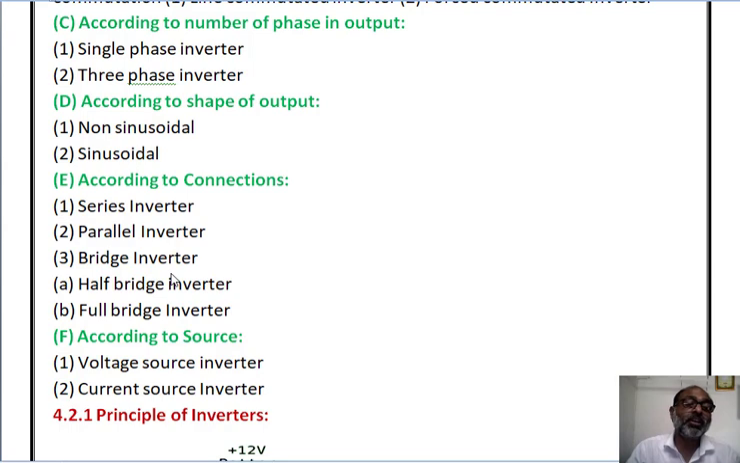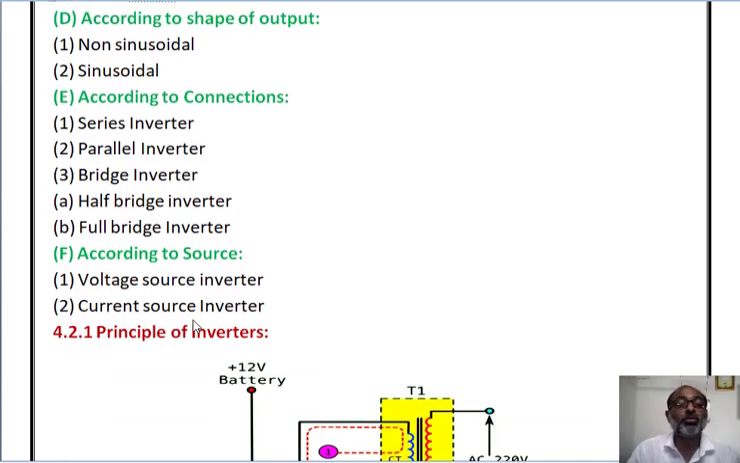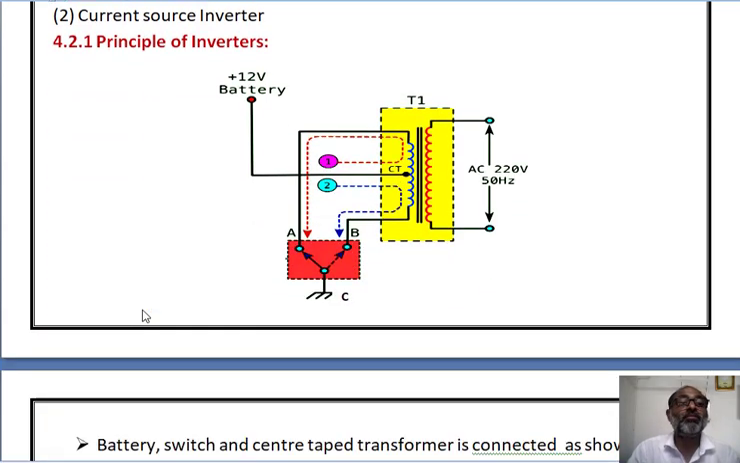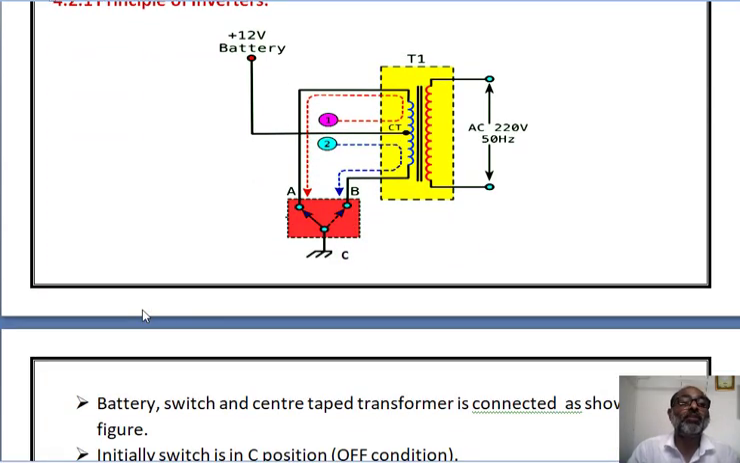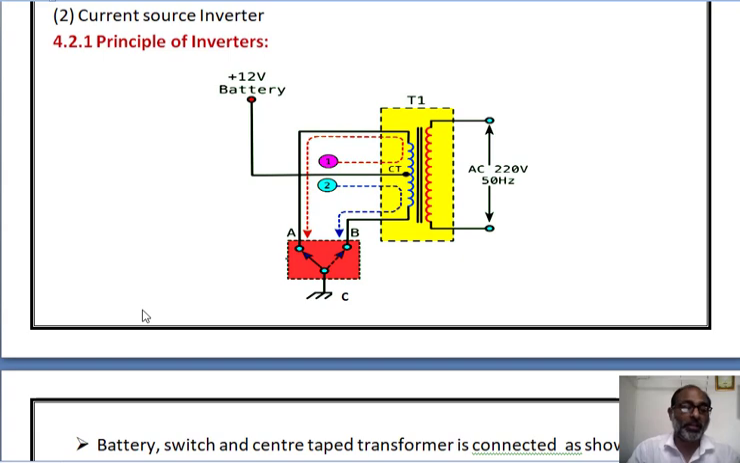It can be further divided into two parts. First half bridge inverter, second full bridge inverter. F, according to the source, which type of source we have to use. So first voltage source inverter or current source inverter. Now let me see the basic principle of inverters.